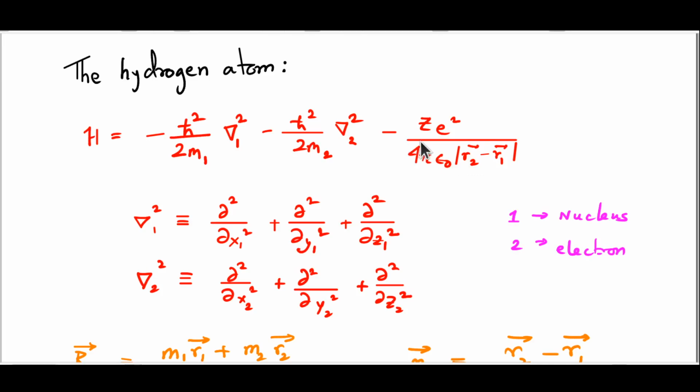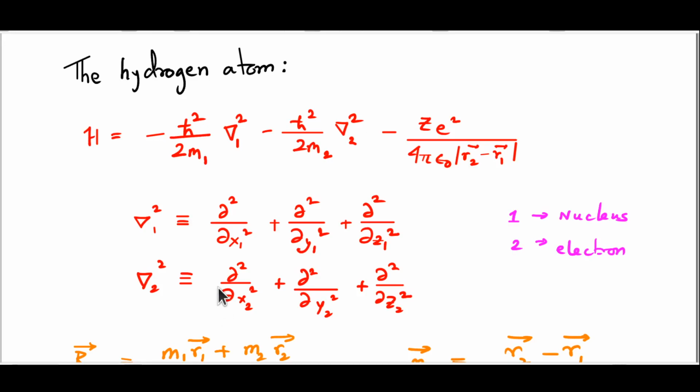So it's given by this very familiar expression, minus Ze² by 4πε0 |R2 − R1|. Here e is the magnitude of the electron charge, plus Ze is the charge of the nucleus, Z being the atomic number, and minus e is the charge of the electron, which gives rise to this particular potential energy term. And as you all know, Laplacian 1 and Laplacian 2 are basically the Laplacian operators corresponding to the coordinates of particle 1 and particle 2.